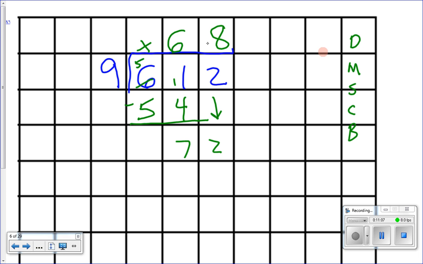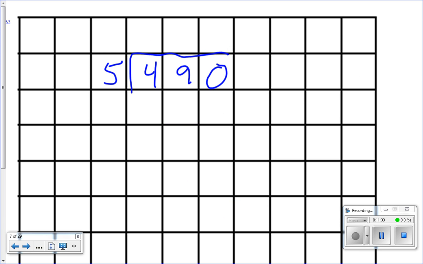I've divided, let's multiply. 8 times 9, 72. That's a pretty bad equal sign, sorry about that. Subtract, I get 0. Check, good to go. There's no more digits up here, so we are finished. 612 divided by 9 is 68.